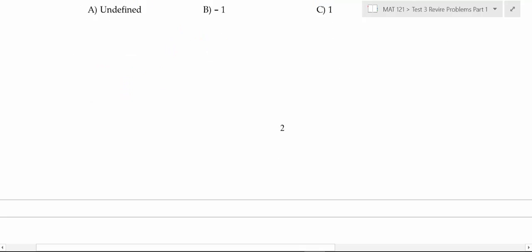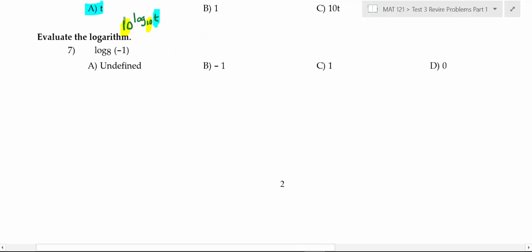The next one is kind of testing this. If you forgot this, well, first of all, if you're taking a log of any base, you can't have a negative number there. You also cannot have a log of 0. Those are two things that you can't have. The only thing that you can take a log of is a positive number. So this one would be undefined.